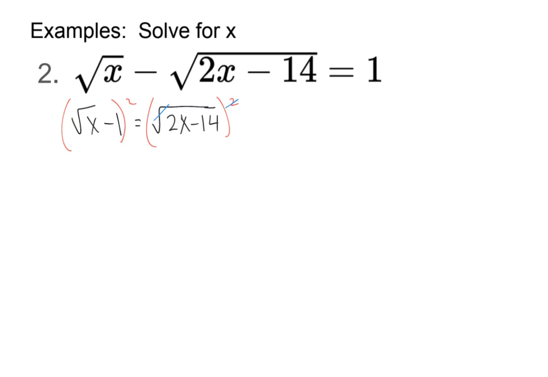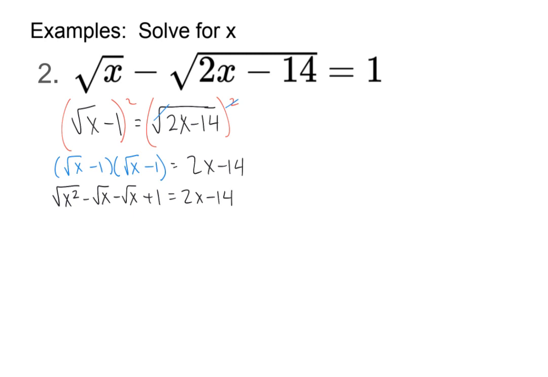But on the left, when we square this, it means the square root of x minus 1 times the square root of x minus 1, and we're going to have to FOIL. Now this side over here is just 2x minus 14, so that's good news. So let's try FOILing this. The square root of x times the square root of x is the square root of x squared, which is pretty awesome. Outside, inside, I'm going to get negative root x and negative root x, and last is plus 1.